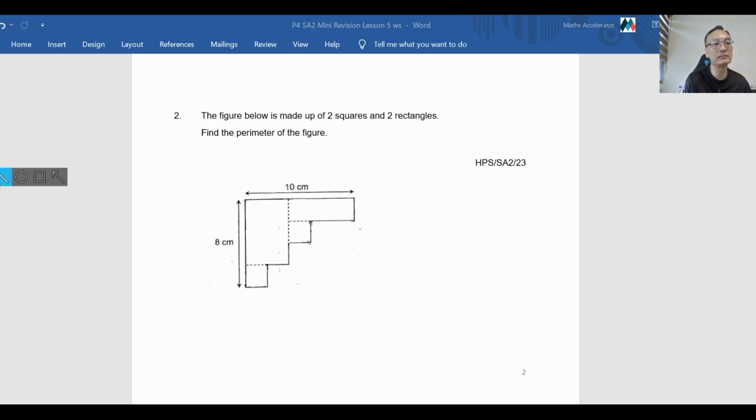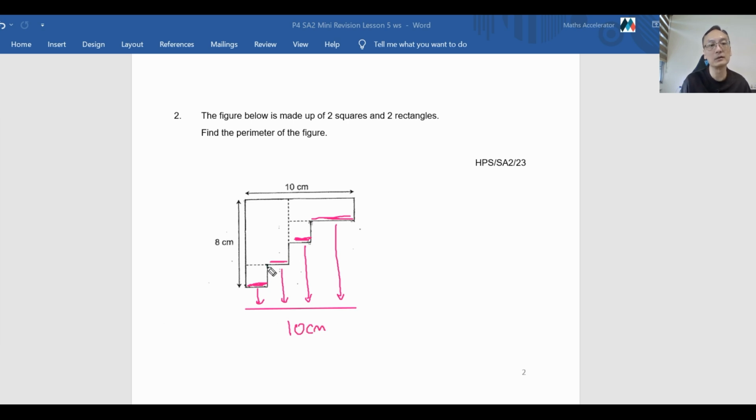So number 1, we'll be pushing all the horizontal sides below. So we highlight the lines in red, the horizontal lines. Then we push it out over here, and this is 10.